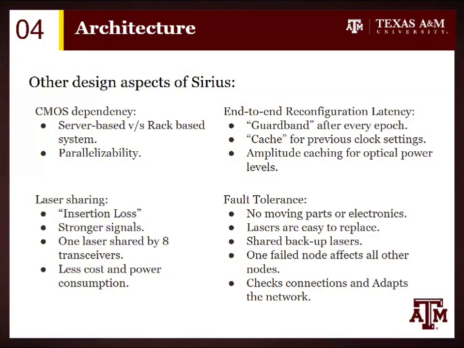But for tolerating faults, Sirius checks connections every few microseconds, so failures are detected very quickly. When any node fails, the system immediately alerts all other nodes to not pass traffic through the failed node. The system automatically adapts to the failed node to ensure the smooth running of operations.